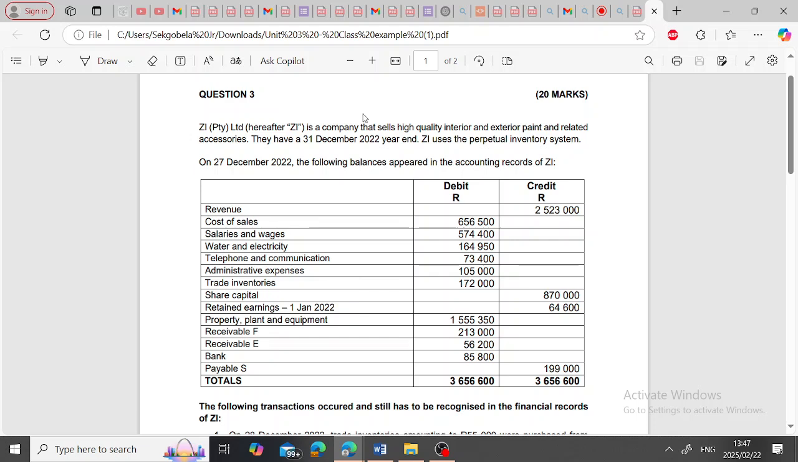Can you see the following balances appeared in the accounting of Z here? Is it Zee or Zed? Zee is more American based. So it's Zed. Who's playing music now? Who is it?